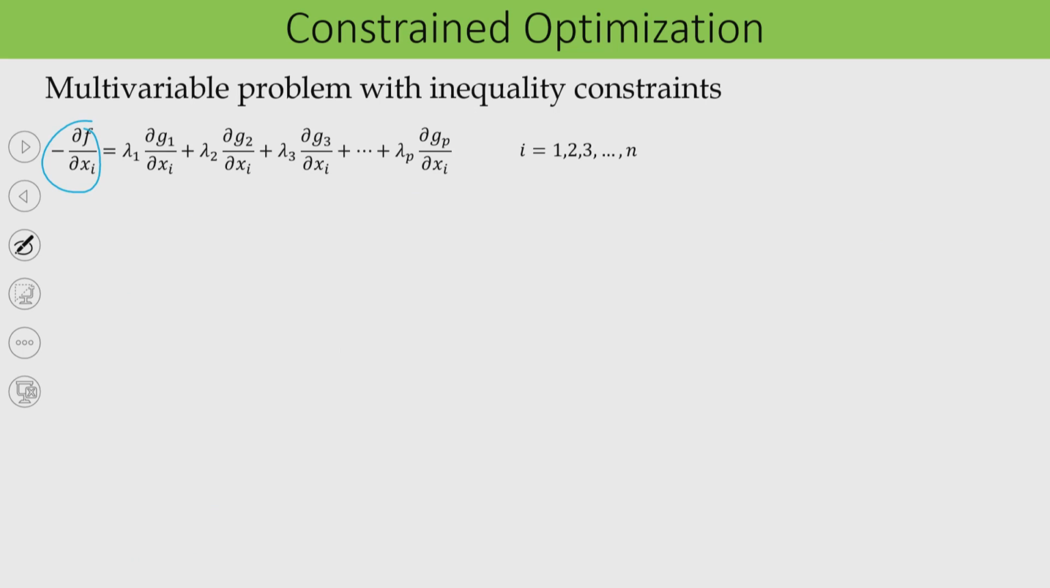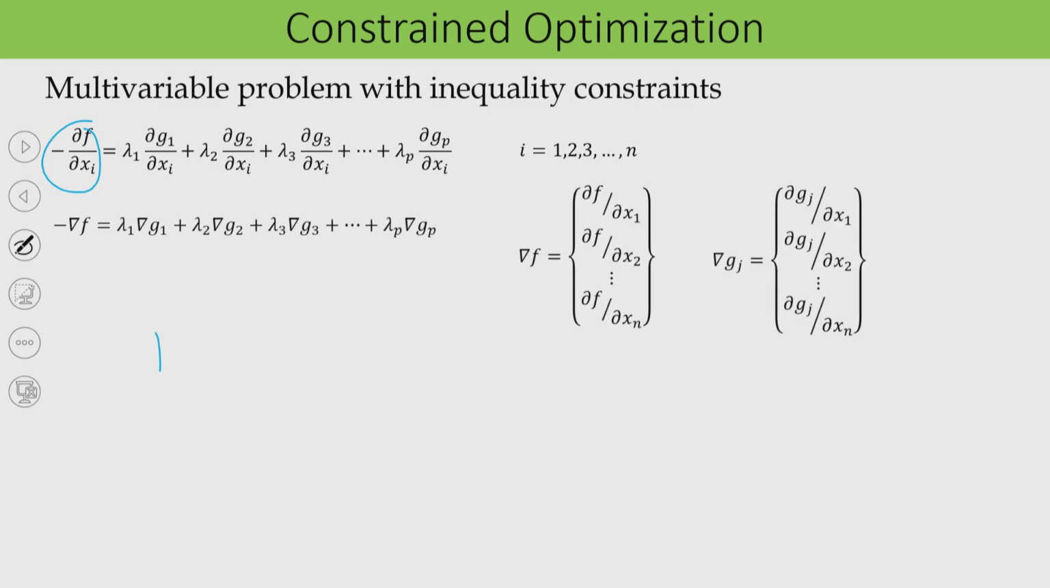So, negative of del f by del x_i equal to lambda 1 del g 1 by del x_i plus lambda 2 del g 2 by del x_i plus lambda 3 del g 3 by del x_i. I am writing up to p, and this p is the total number of active constraints. In this case the variable is n, so I can write it like that.